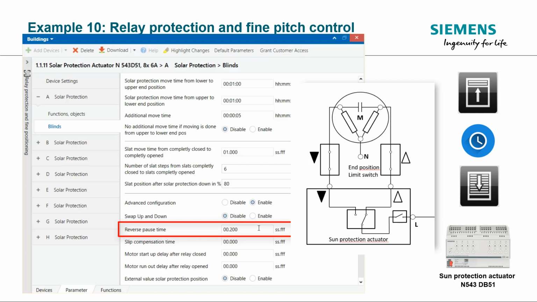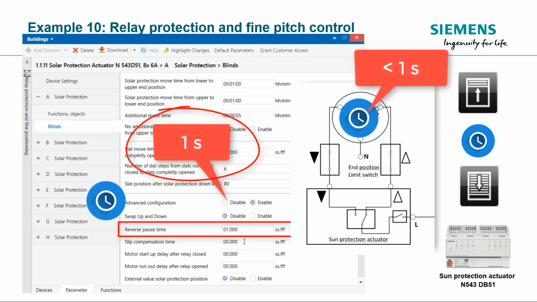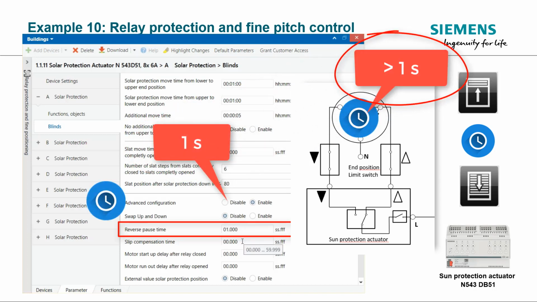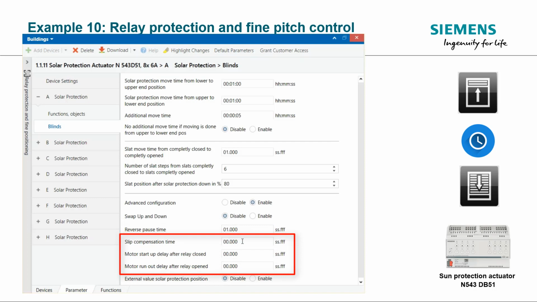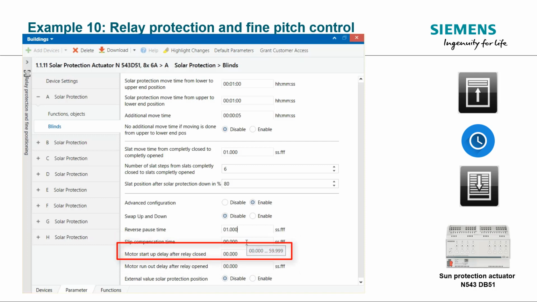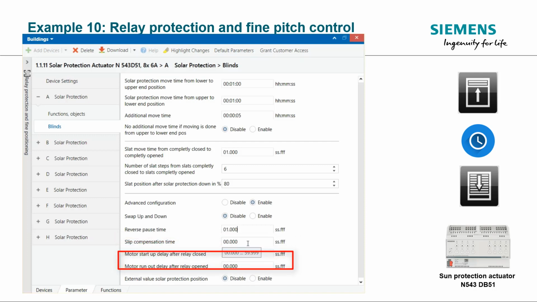However, the standard value of 1 second should not be changed unless necessary, as it represents a safety limit. If the actual dead time is less, the parameterized dead time applies. If it is greater, the dead time set on the device applies. The other 3 timing parameters are self-explanatory in terms of their designation: the slip compensation time, the motor startup delay, and the runout delay time.